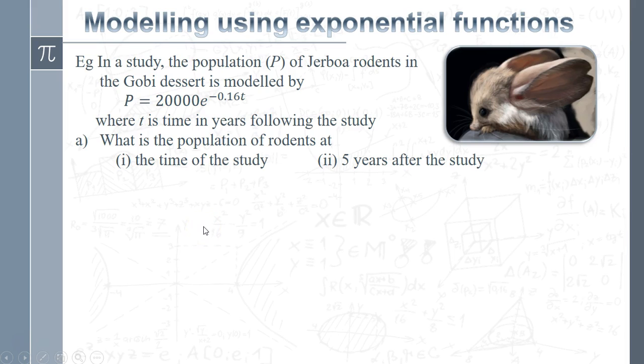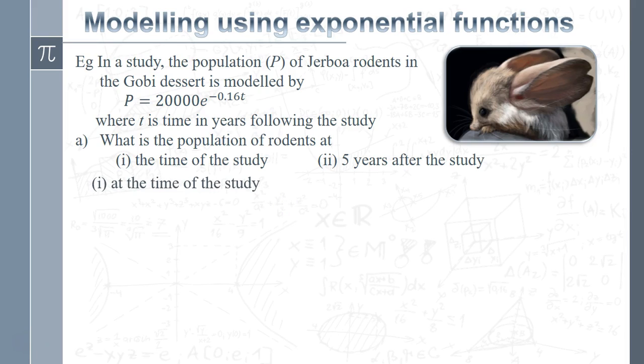Here we go. We've got a model, and we're being told that our equation looks like this. We've done a study, and the population at any given point in time t is 20,000 times e to the minus 0.16t, where t is the number of years after the study. That's our proposed model, so let's do some calculations with that model to begin with.